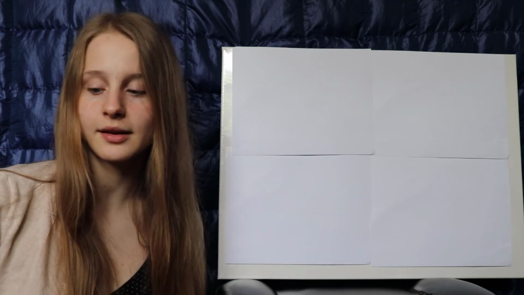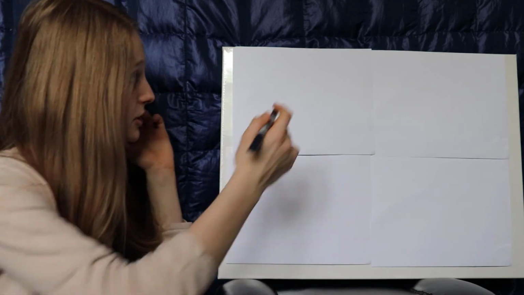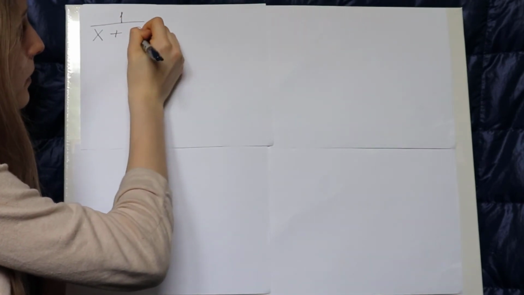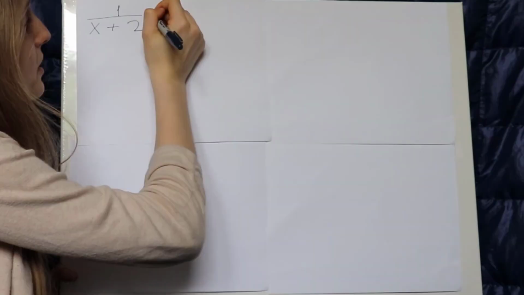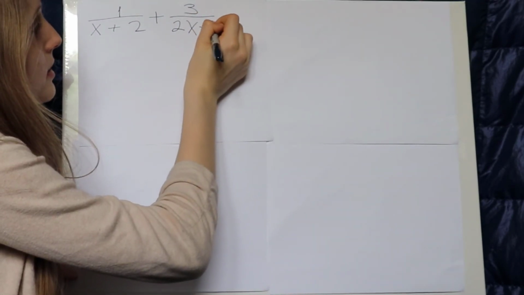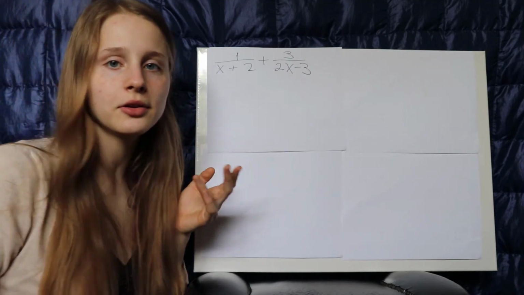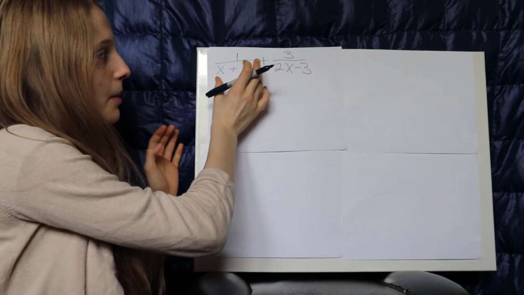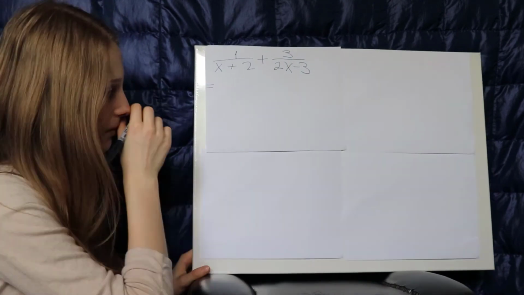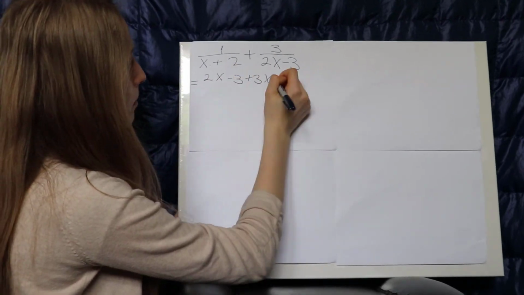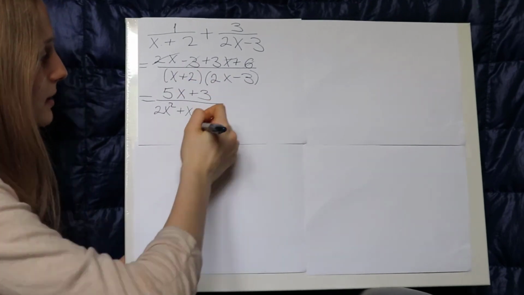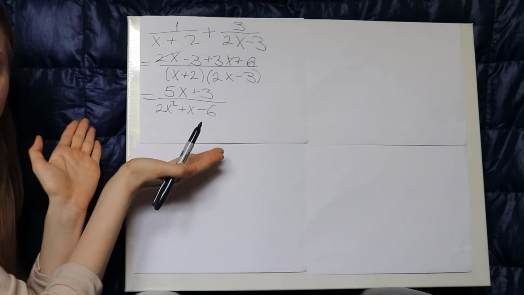So let's try an easy example. Let's say we're adding two fractions together. 1 over x plus 2, and most of these will have variables, so that plus 3 over 2x minus 3. So we can solve that. We know how to do that. It's just we want the same denominator in both of them, and then we can just add. So let's do that really quickly. So that is what we have as a result.